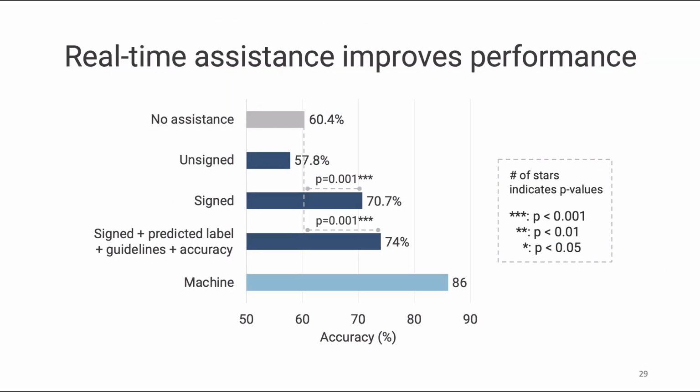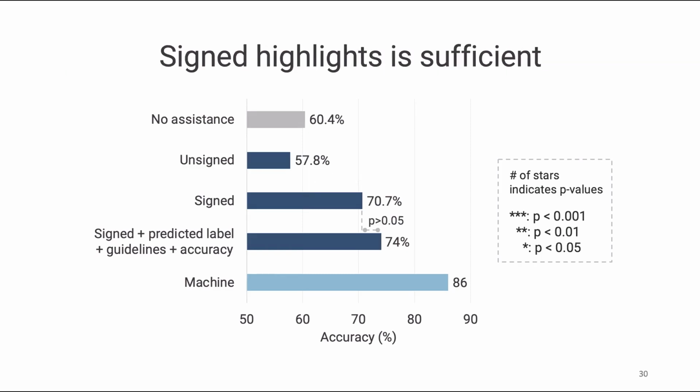Results from experiment 2 suggest that real-time assistance can indeed significantly improve human performance to above 70%. The differences in the setups shown compared to no assistance are statistically significant. However, the difference between signed explanations and signed explanations with predicted label, guidelines, and accuracy is not statistically significant. This suggests that signed highlights are effective and sufficient. In other words, human performance does not gain much from presenting additional information from machine learning classifiers.